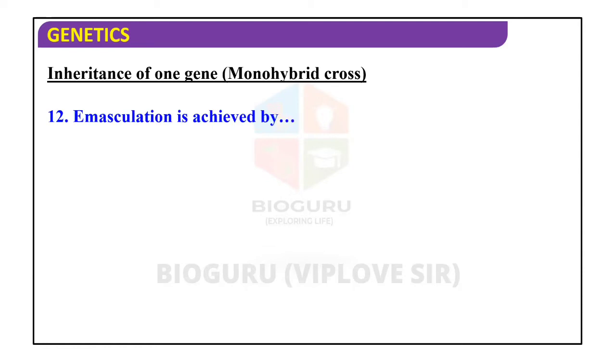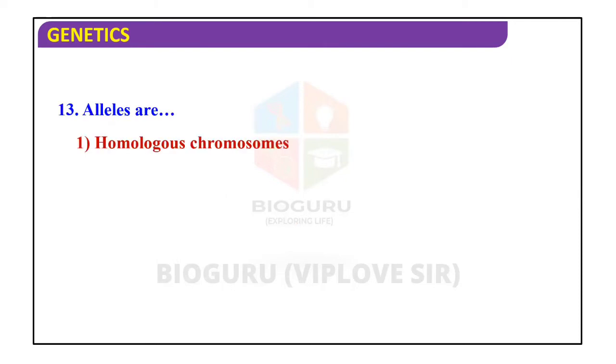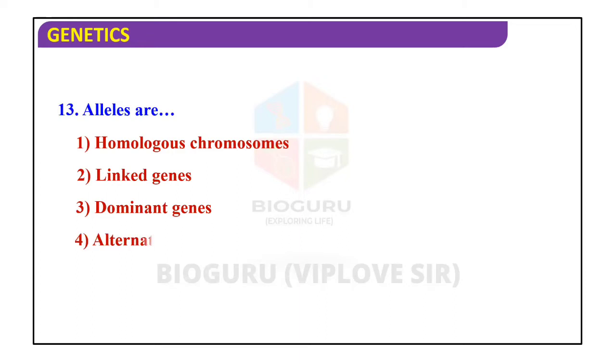Emasculation is achieved by removal of a stigma, removal of anthers, removal of sepals and petals, or all of the above? Yes, absolutely right. It is removal of anthers. Alleles are homologous chromosomes, linked genes, dominant genes, or alternate forms of a gene? Yes, it is alternate forms of a gene.